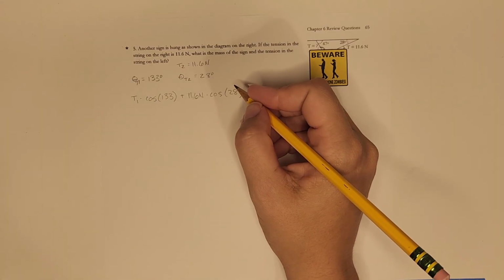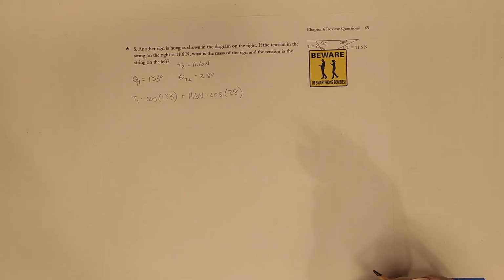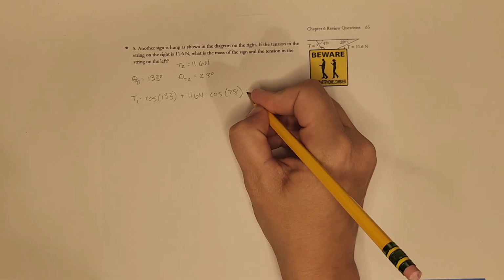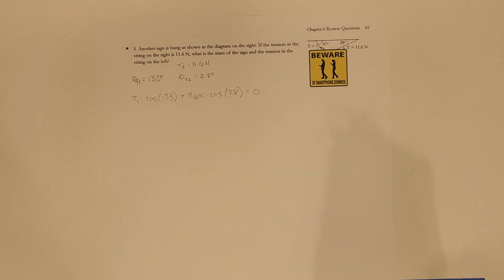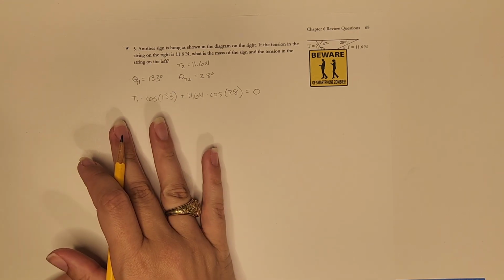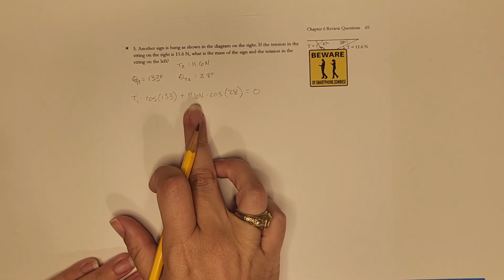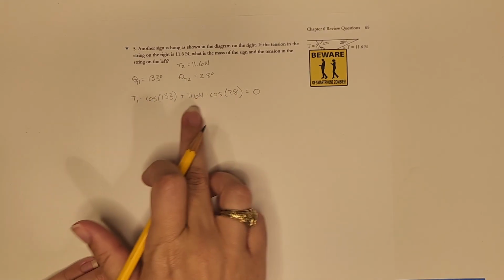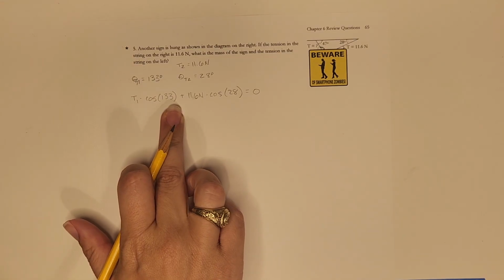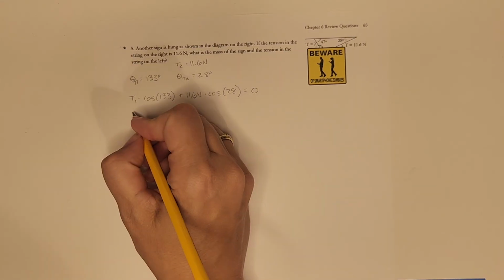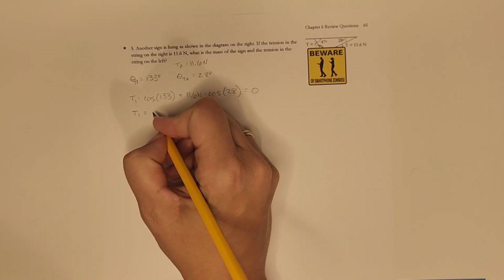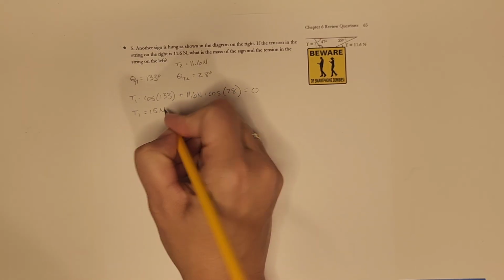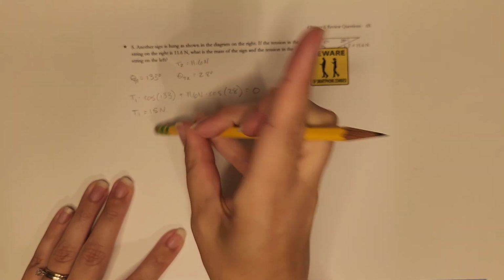Once again, technically we have the plus the weight times the cosine of 270, but that equals 0, and so we're not going to even write that. And so all of this is set to equal 0. When we take this 11.6 times the cosine of 28, put it on this side, and divide it by the cosine of 133, we're going to get T1 equals 15 newtons.